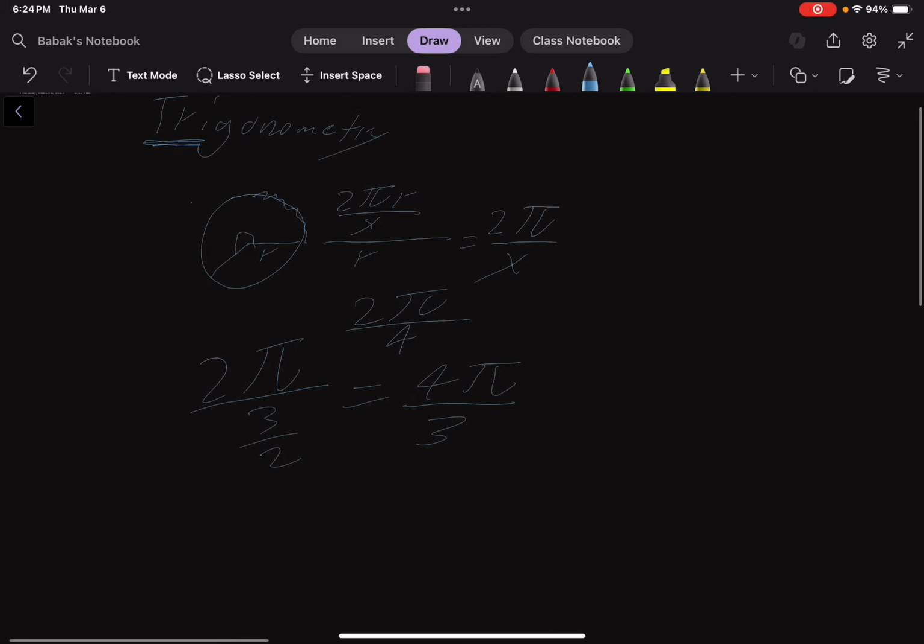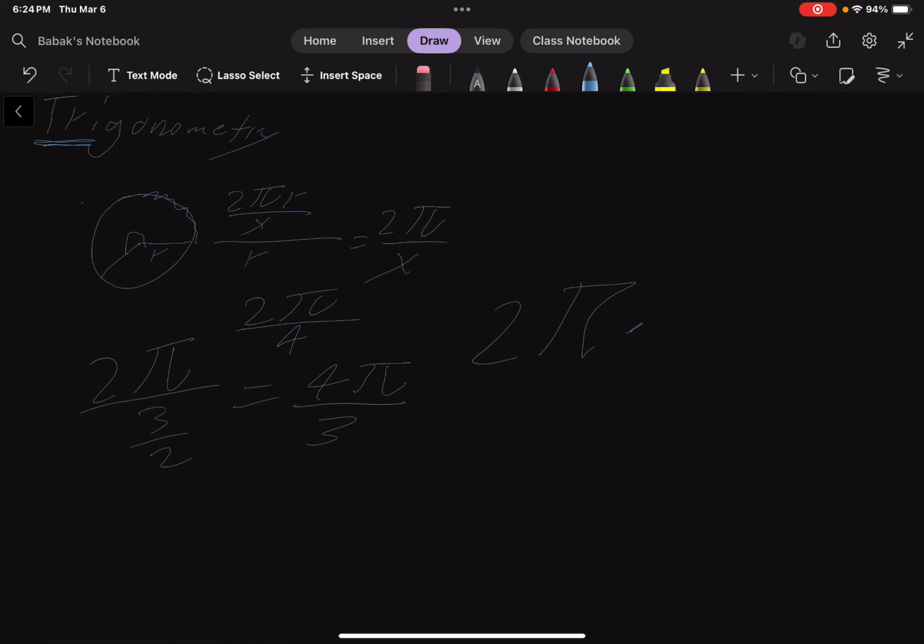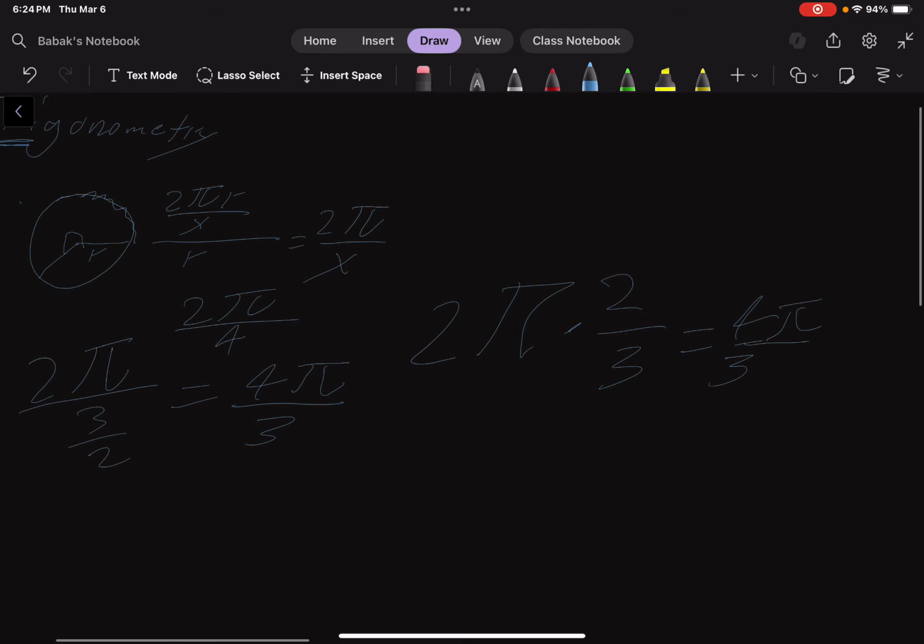Well, anyways, essentially, you can think of it as 2 pi multiplied by whatever ratio of the circle's angle you're sweeping. So in this case, 2 over 3. 4 over 3 pi. This is how I think of it, although some teachers prefer to teach it in such a way.